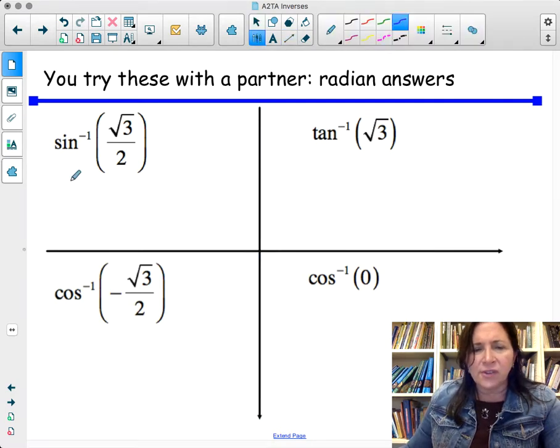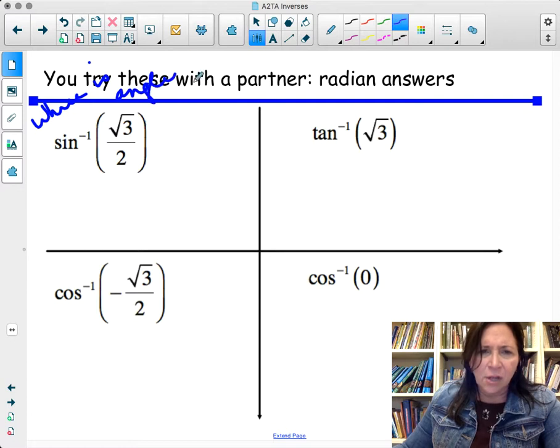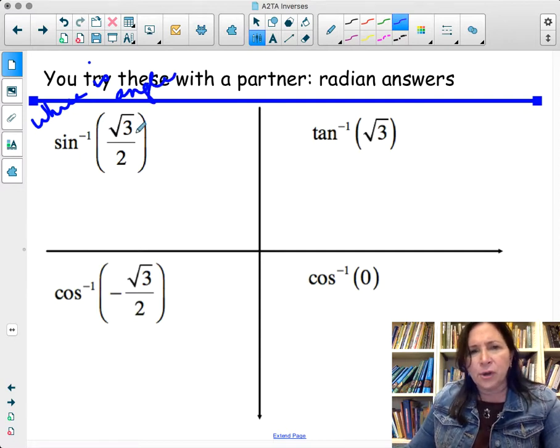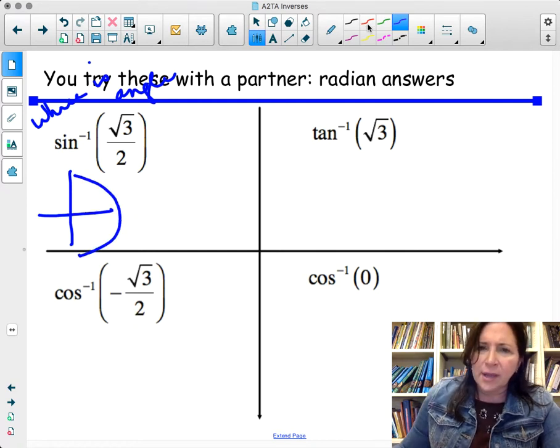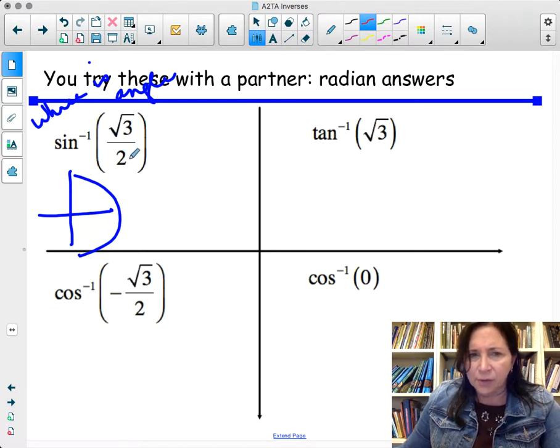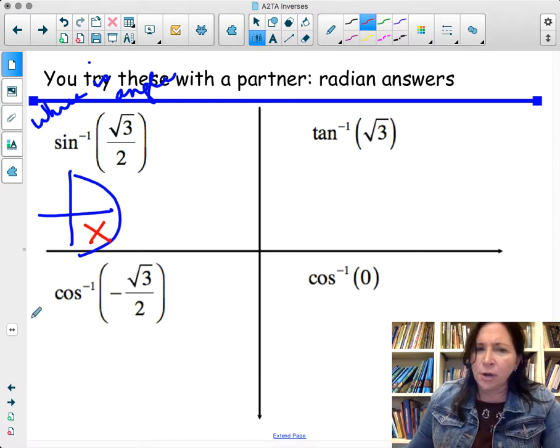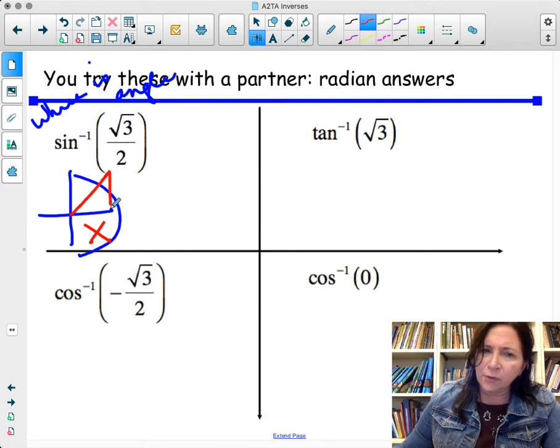So the first one says, where is sine root 3 over 2? What I'm looking for is an angle. But remember, it has to be in the first and fourth quadrant, so it's pretty easy to eliminate things right away. See how this is a positive root 3 over 2? It can't be in this quadrant because sine is only positive in the first quadrant. Now sine is opposite over hypotenuse.